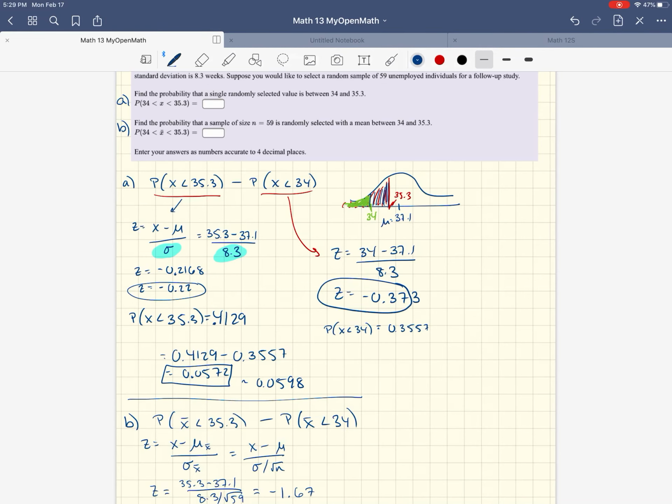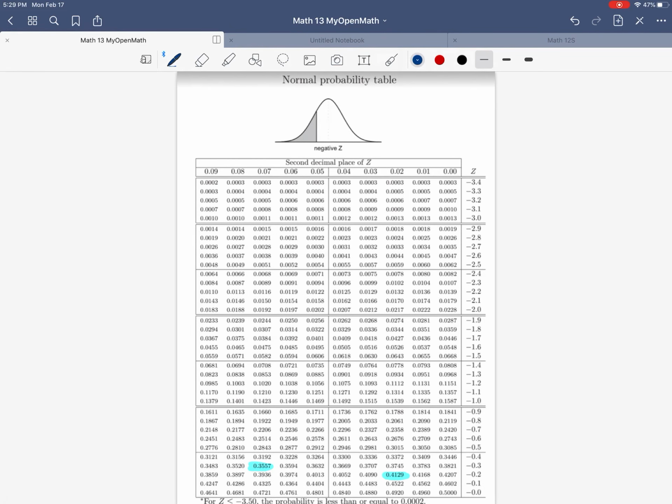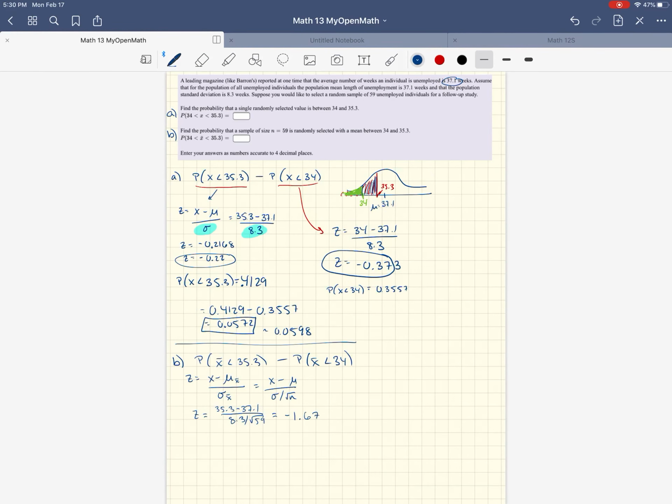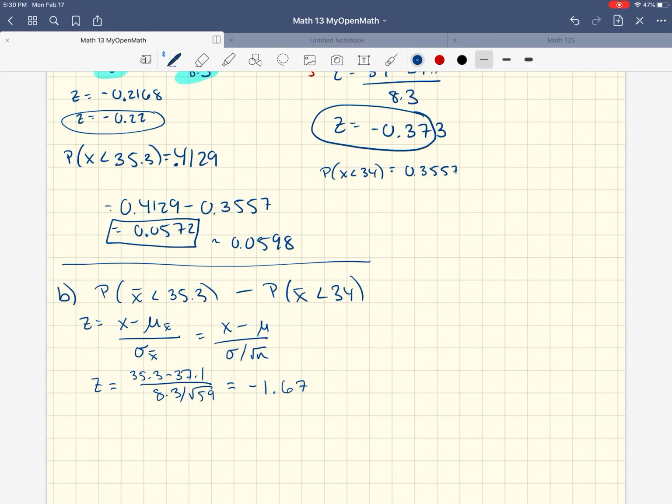Okay, the probability associated with that, negative 1.67, let's go back over here. Here's negative 1.6, and 1.67 will take us here, 0.0475. So the probability that x bar is less than 35.3 is 0.0475. Okay, let's do this other one.